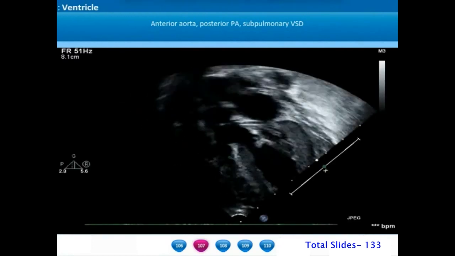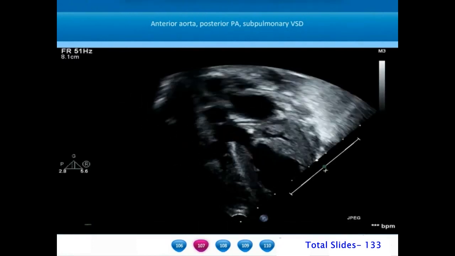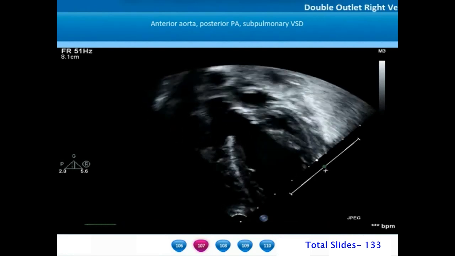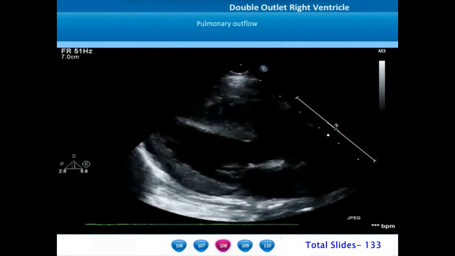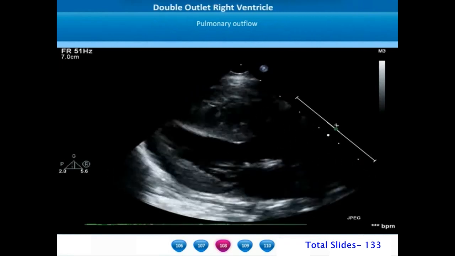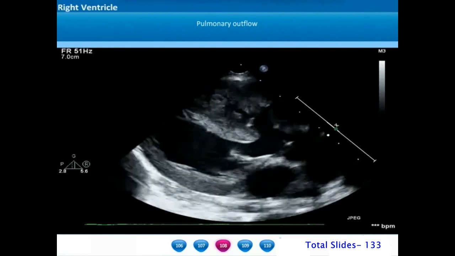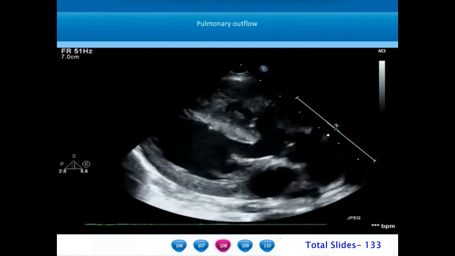On this apical view, we can appreciate both the aorta and pulmonary artery arising from the right ventricle. The pulmonary artery is considerably overriding the ventricular septal defect. On a parasternal long axis view, again we appreciate 50% override of the pulmonary valve. The entire aorta is seen anteriorly.